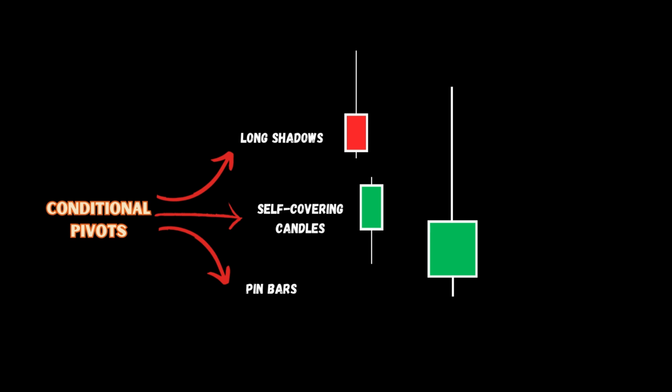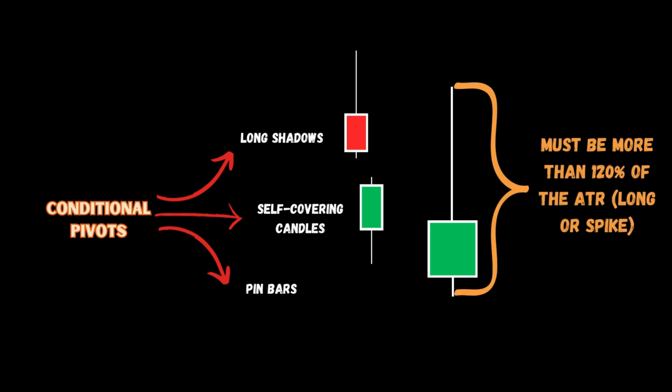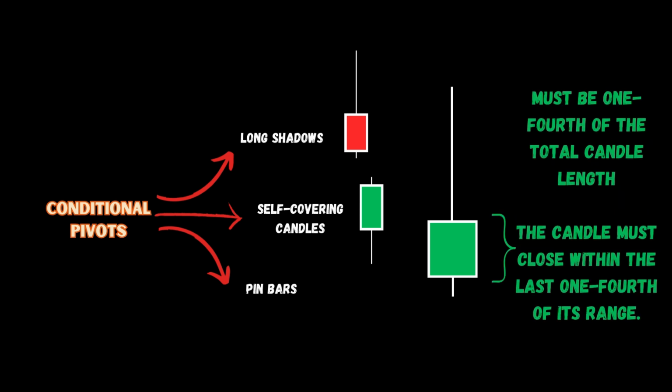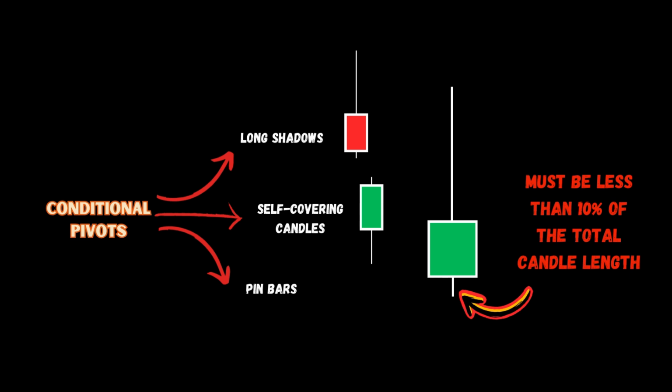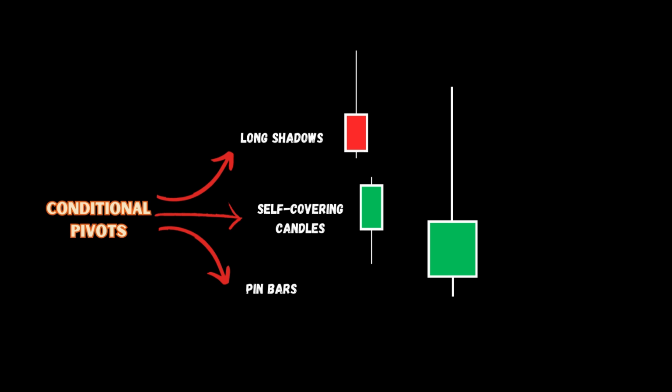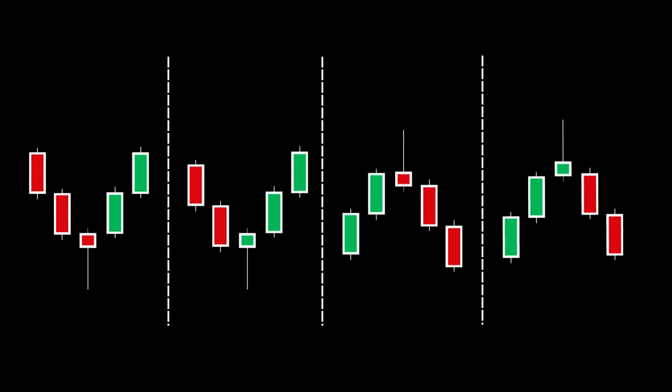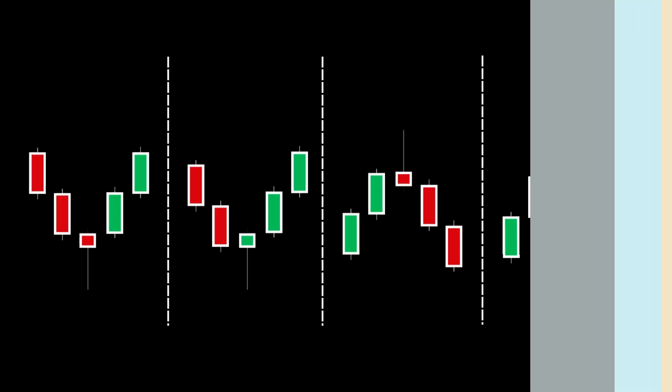Pin bars have 4 conditions. 1. The pin bar length must be more than 120% of the ATR, meaning it must be a long or spike candle. 2. The candle body length must be 1/4 of the total candle length, and the candle must close within the last 1/4 of its range. 3. The candle must have a noise shadow, and the noise shadow length must be less than 10% of the total candle length. 4. The pin bar's color is not very important, but it's better if it aligns with the new trend direction. In the image below, all possible pin bar shapes are shown.